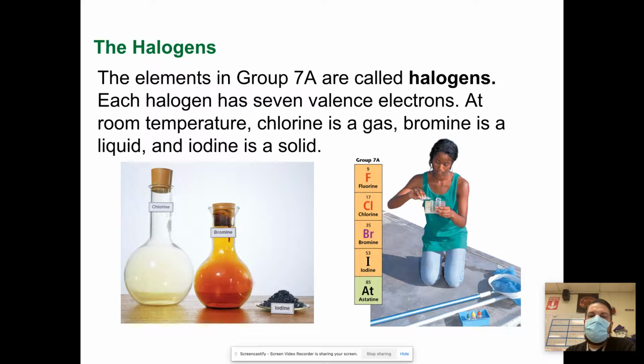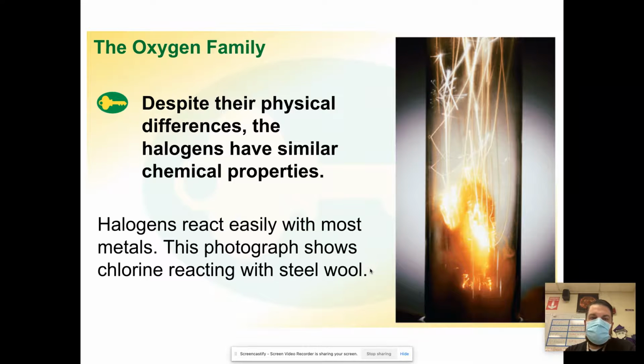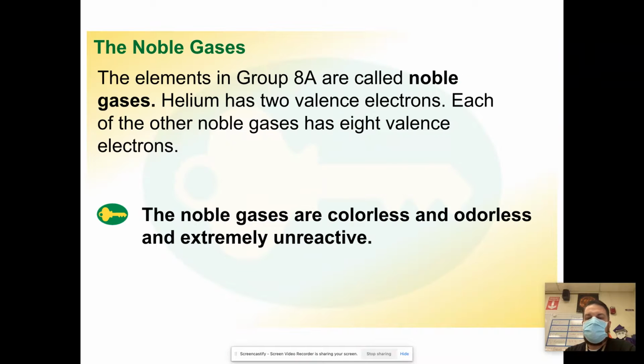Halogens is group 7A. Halogens have 7 valence electrons. Here's the list of them: fluorine, chlorine, bromine, iodine, and so on and so forth. And those could be used for a variety of reasons. Despite their physical differences, halogens have similar chemical properties. If you think of a halogen lamp, it's got one of those chemicals in it. So this is a photograph that shows how chlorine reacts with steel wool, just regular chlorine gas.